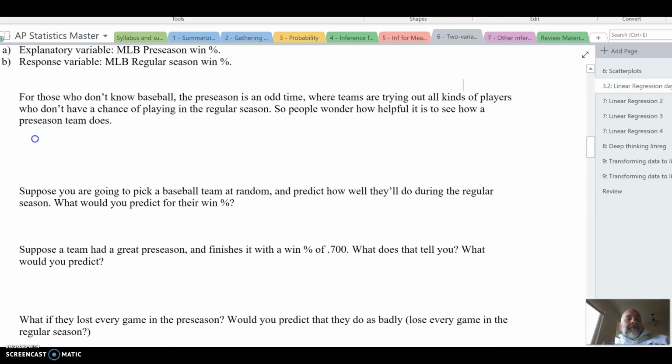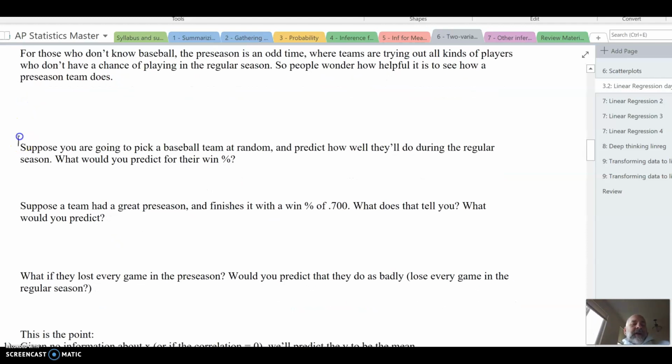Suppose you were going to pick a baseball team at random and predict how well they'll do during the regular season. What would you predict for their win percentage? It's just some random team, and you say, well, they'll win half their games. If I don't know anything else, they'll win half, and that's the best prediction you can make.